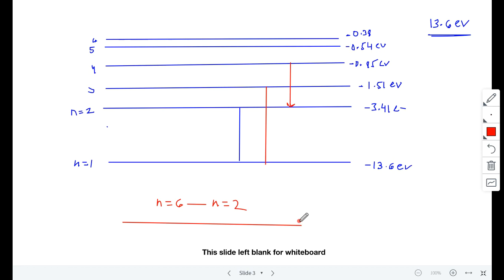That's G4. So is the frequency 4.57 times 10 to the 33? No, it's 7.3 times 10 to the power of 14 hertz.